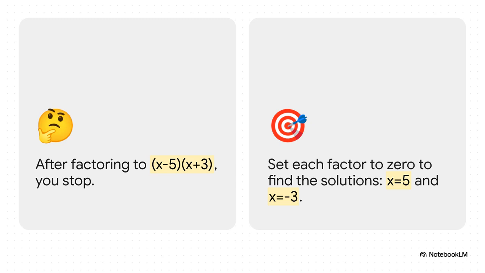And here's the other big one, stopping too soon. You do all this hard work factoring, you get your answer, something like (x - 5)(x + 3), and you think you're done. No, you're so close. Don't forget the final crucial step. Set each of those little parts to 0 to find the actual solutions. So x - 5 = 0 means x is 5, and x + 3 = 0 means x is -3. You gotta finish the job.